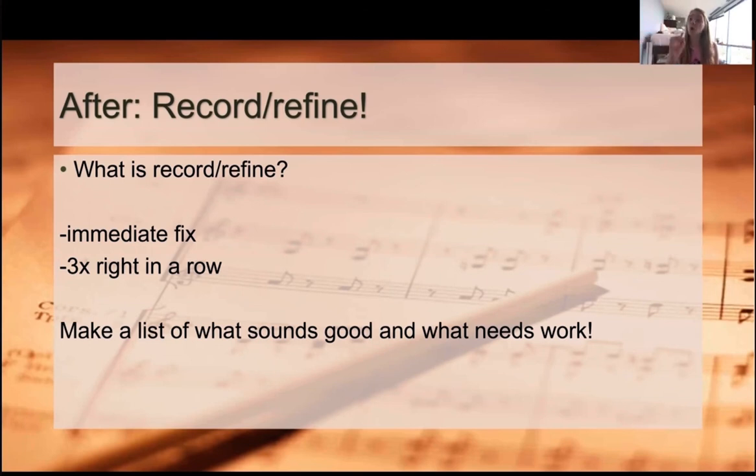Or if it's a bigger issue or a bigger excerpt of music, then you can go through the method of identifying it and then playing whatever that issue was 3 times right in a row before you record again to find a new issue. Or just in general, if you're recording the entire piece and listening back, we can make a list of what sounds good versus what needs work. And that is our BDA example for geometric dances.